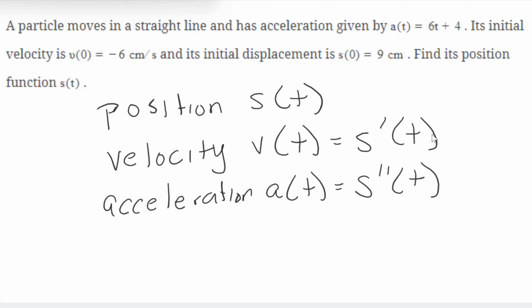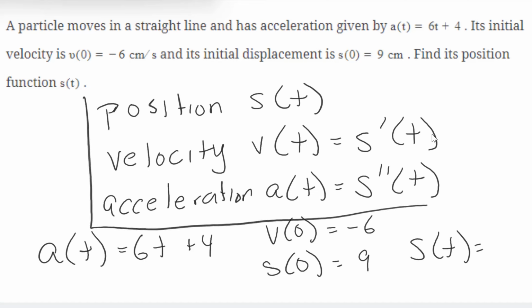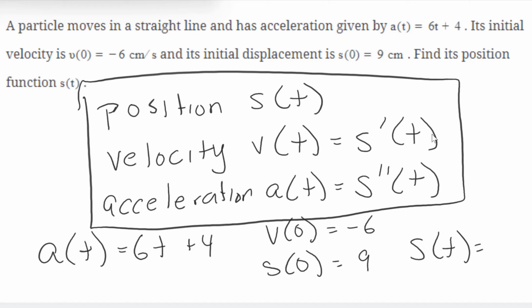So they gave me a of t is 6t plus 4. And then they told me v0, or my velocity at 0, is negative 6. And they told me my position at 0 is 9. And they want to know what s of t is. So technically, this stuff here isn't needed for the problem. I just wanted you to remember the breakdown of it all.